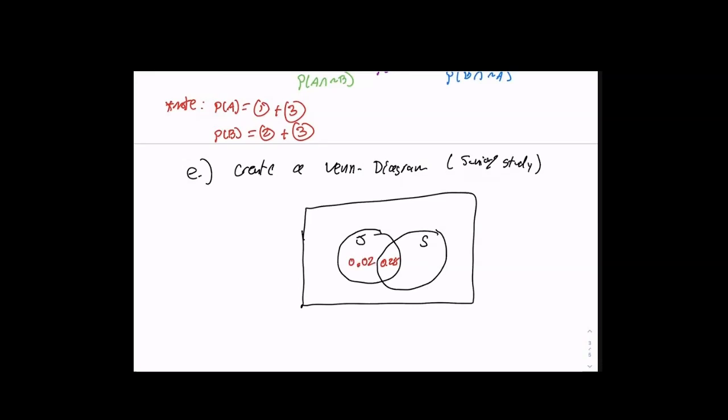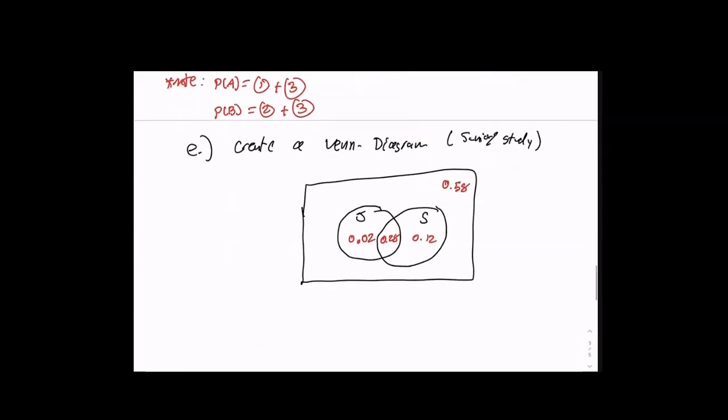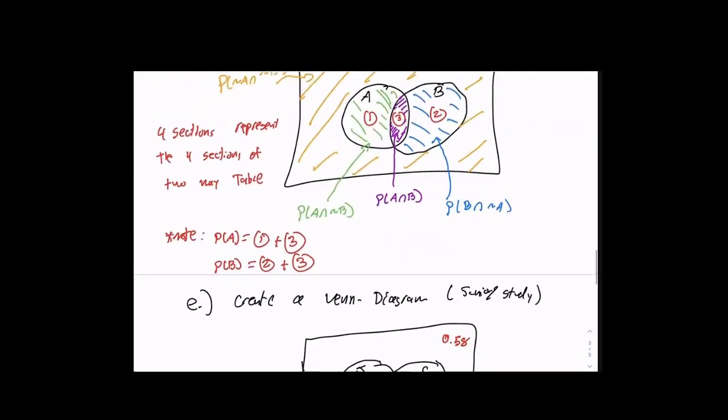Not a junior, because they're outside the junior circle, but they are inside the studying circle, would be 0.12. And finally, not studies and not a junior: they are not in either circle, not in the junior circle and not in the study circle. 0.58.